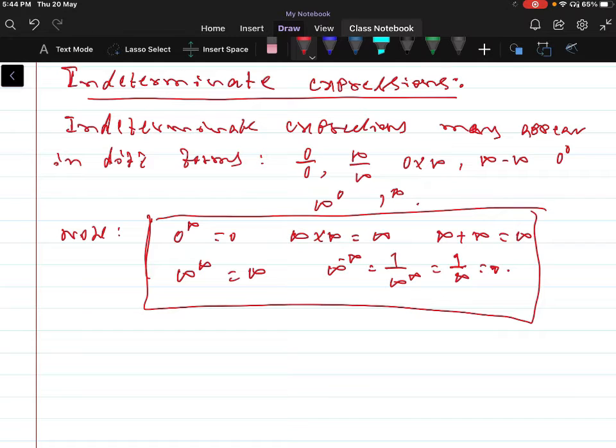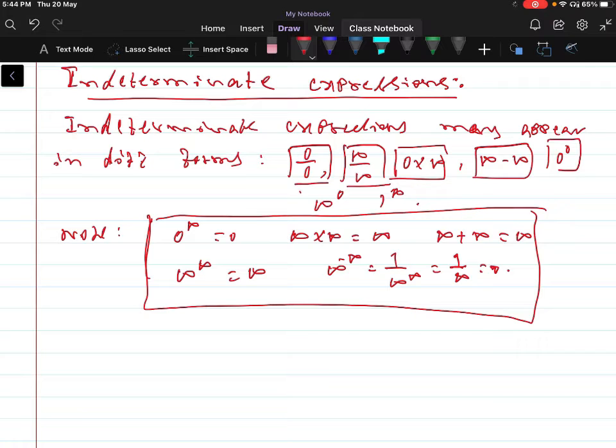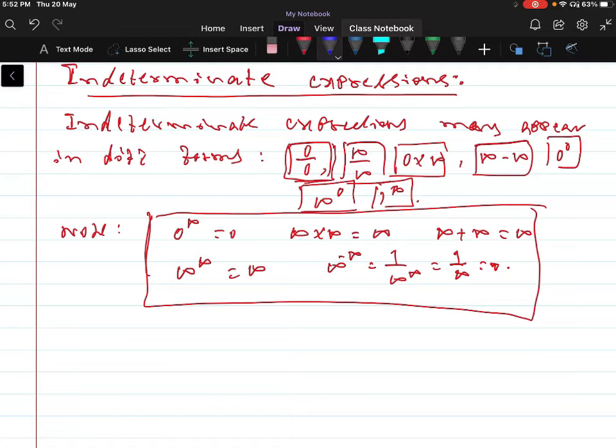So the only indeterminate forms are 0 by 0, infinity by infinity, 0 into infinity, infinity minus infinity, 0 to the power of 0, infinity to the power of 0, and 1 to the power of infinity. So we have a fundamental rule for determining the indeterminate forms. Now we'll discuss what exactly L'Hospital's rule is.